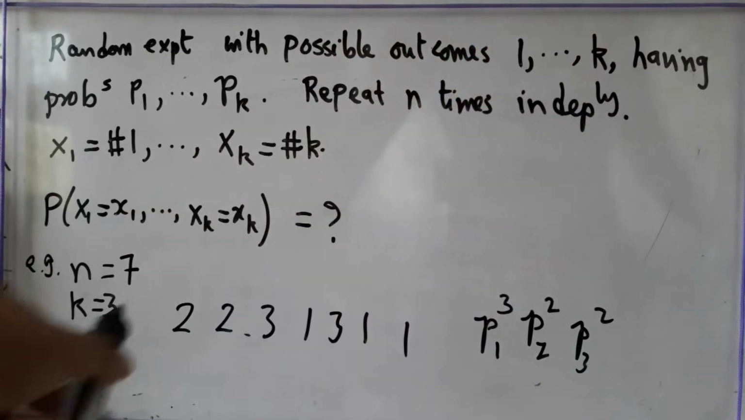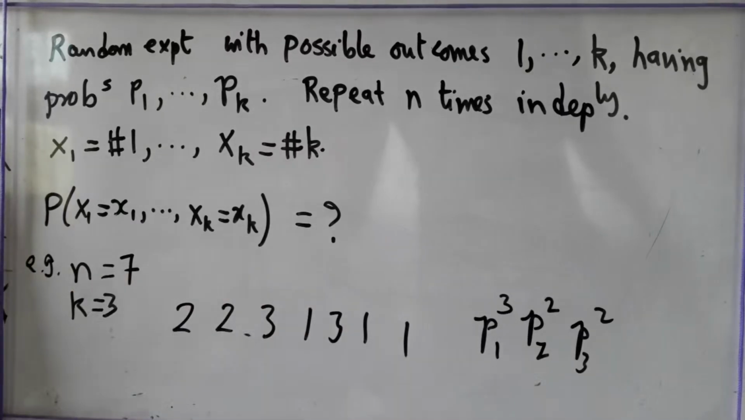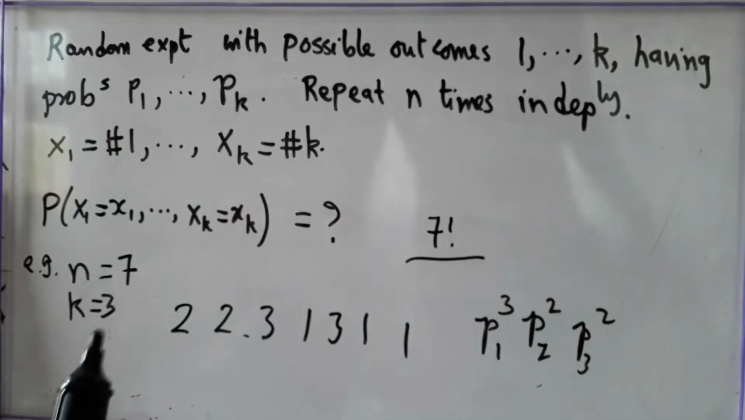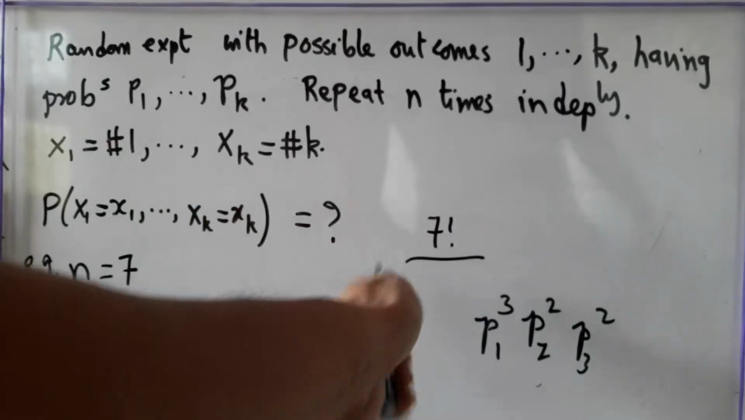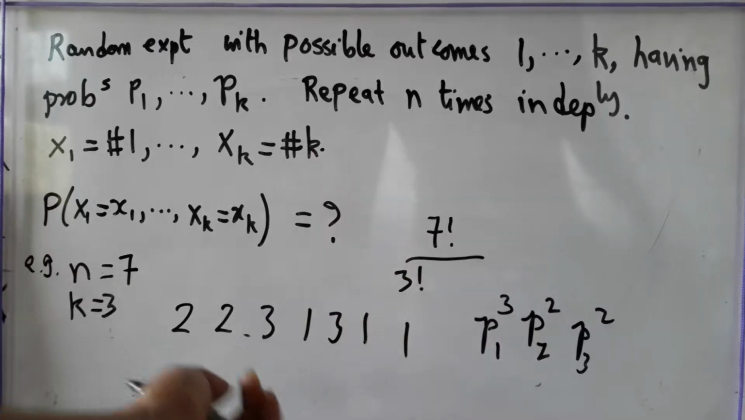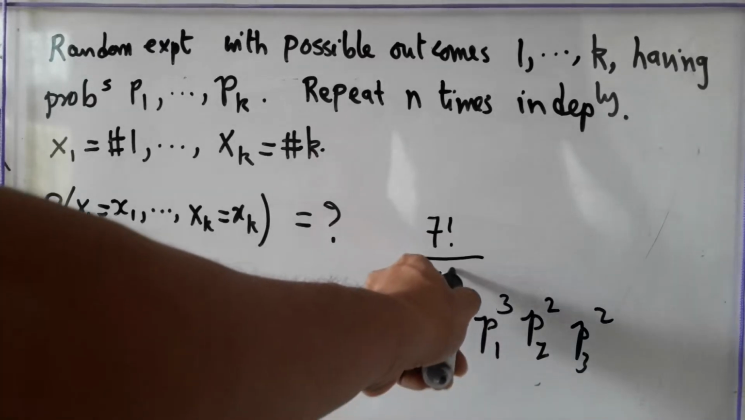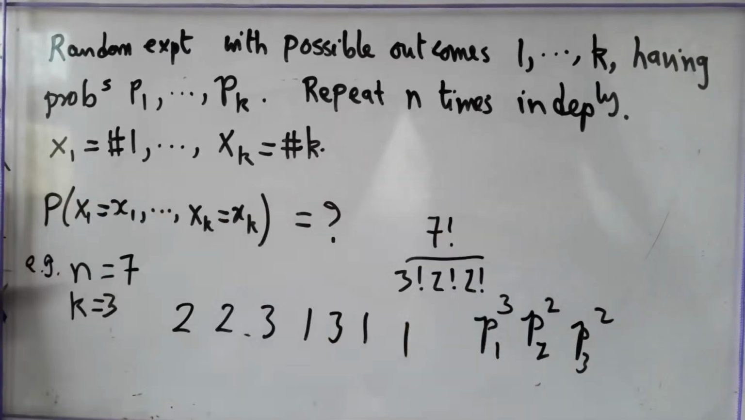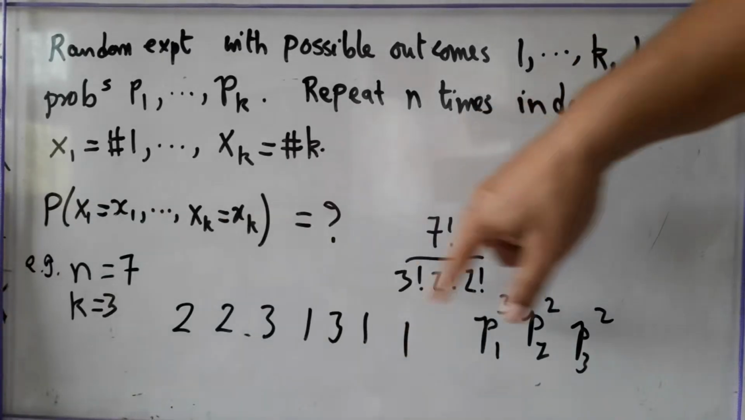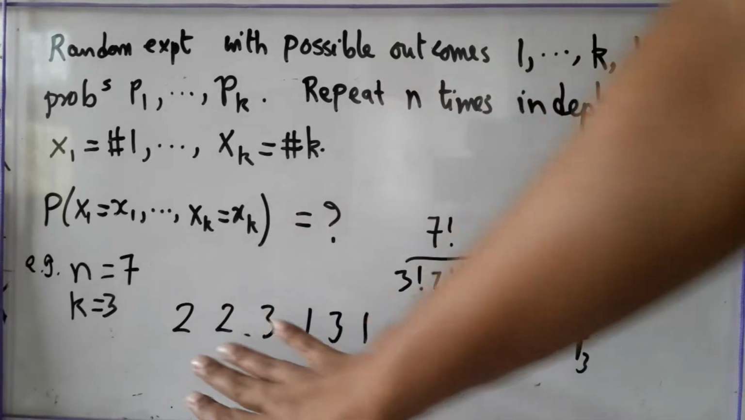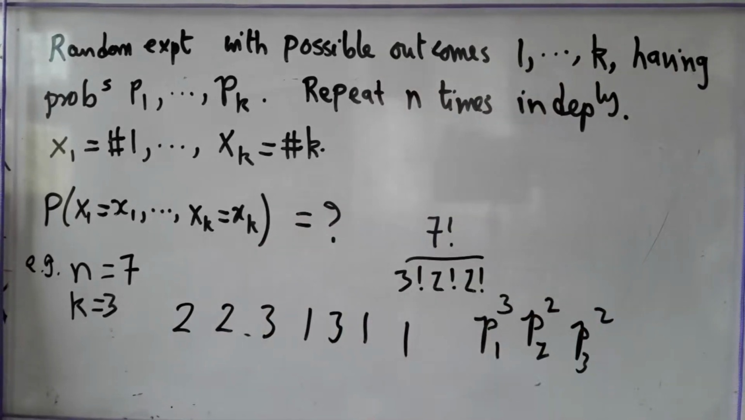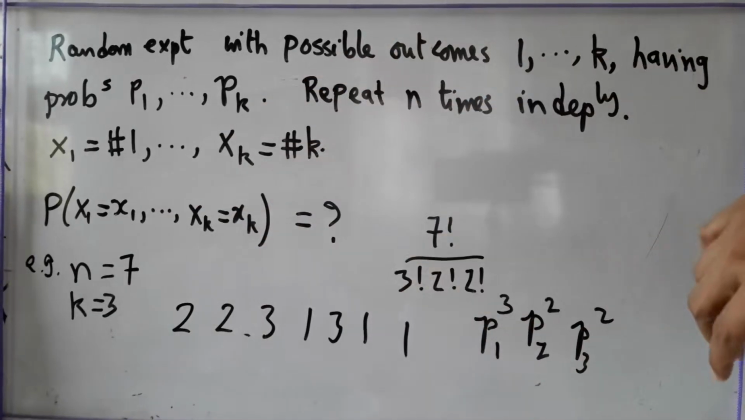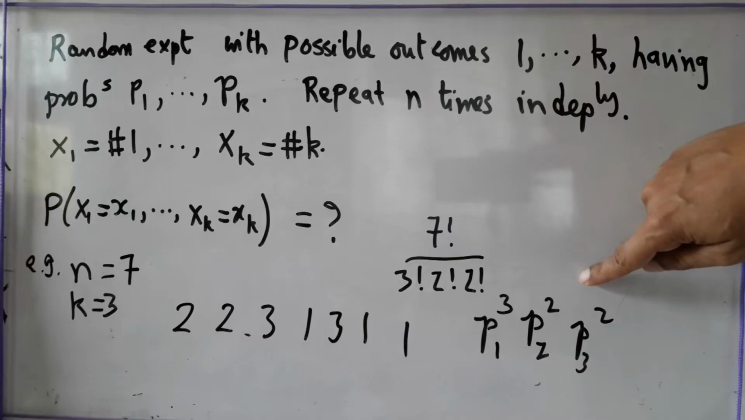That is pretty easy, because I can see that there are 7 symbols. So 7 factorial, out of them 3 are identical, 3 factorial, 2 are identical, another 2 factorial, these 2 are also identical, another 2 factorial. So this is the total number of ways I can have 2 2s, 2 3s and 3 1s. For all these cases, the probability is the same. So the total probability is this times this.